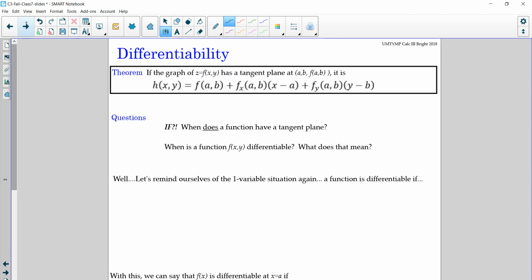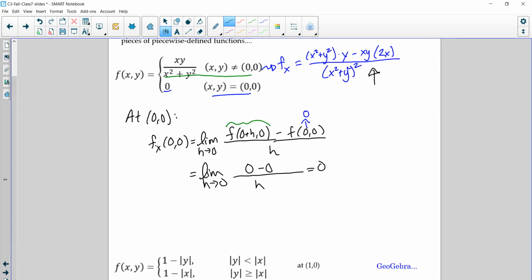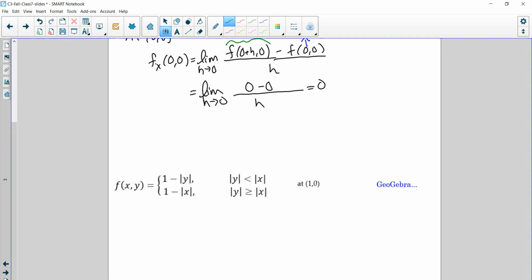Another example, and I think I missed it. Let's go down here. Yep, here's the other one. This one's a little more funky. This time I'm going to look at a different point. I'm going to look at 1 0, and I want to determine if the derivatives exist.